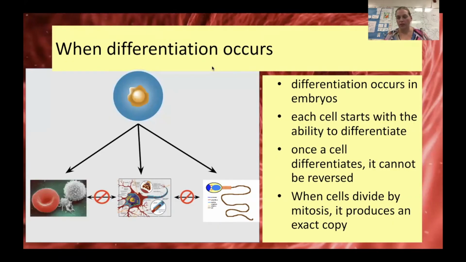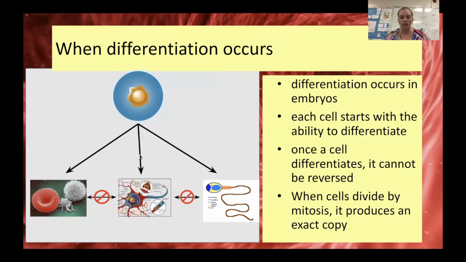This process of cells becoming specialized occurs in embryos, so you're born with all the different types of cells you're going to need in order to survive. Each stem cell is going to start with the ability to differentiate into a wide variety of different cell types. But once this stem cell has chosen a path to specialization, it cannot go back and change its mind and become a stem cell again. It's going to continue down that path of specialization until it becomes the target cell, whatever it may be. So this process is irreversible.